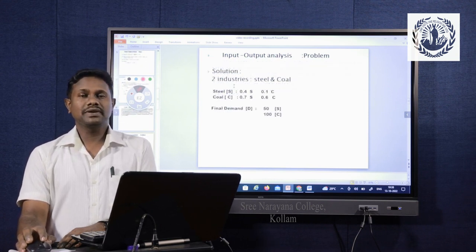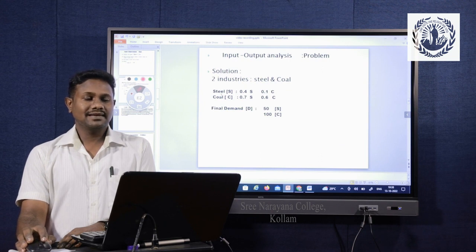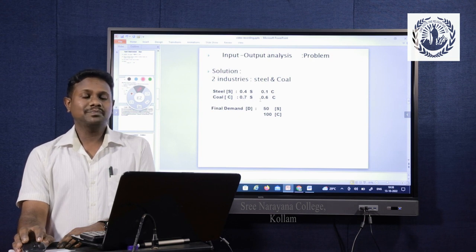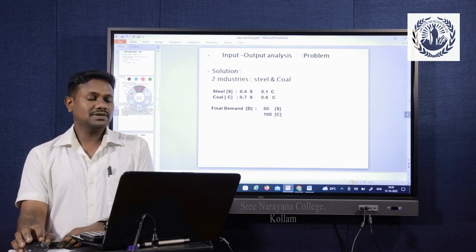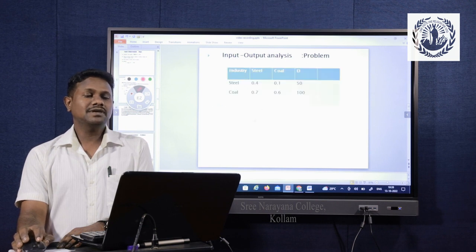For the solution, two industries, steel and coal. Steel requires 0.4 ton of steel and 0.1 ton of coal. For the production of coal, it requires 0.7 ton of steel and 0.6 ton of coal. And the final demand is given as 50 tons for steel and 100 tons for coal. From this illustration, we can prepare the input-output table. This is the input-output table, primary step. Two industries, steel and coal, and the last one is the final demand.